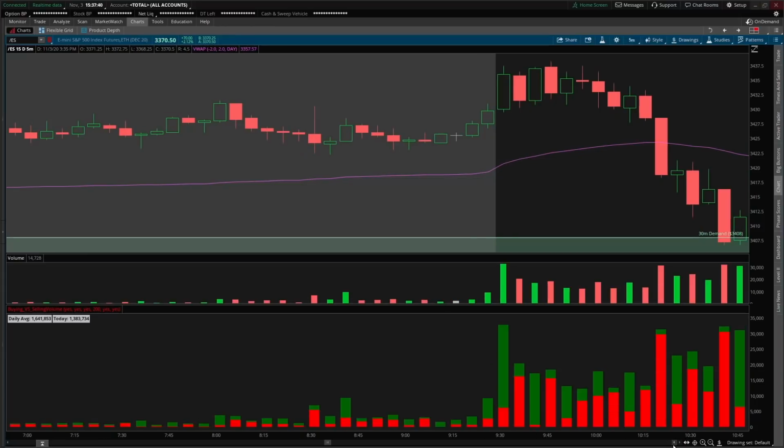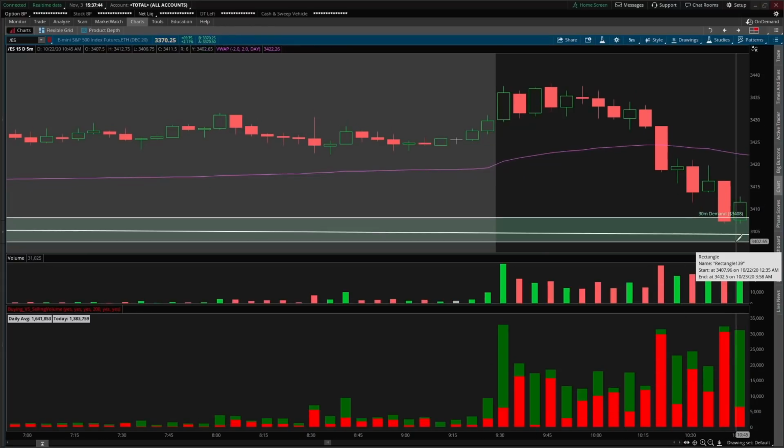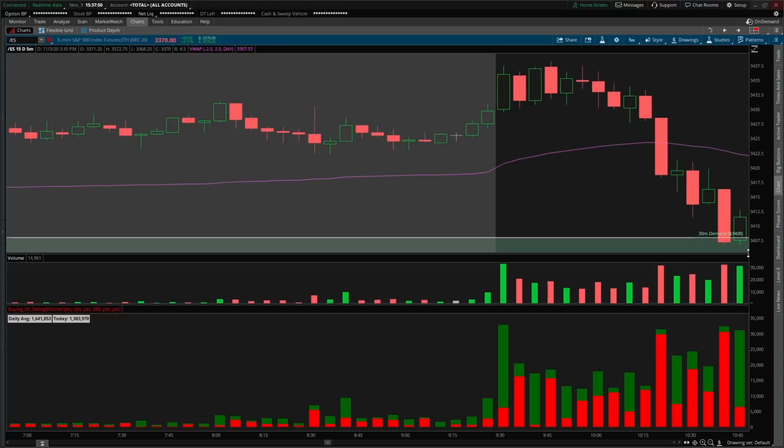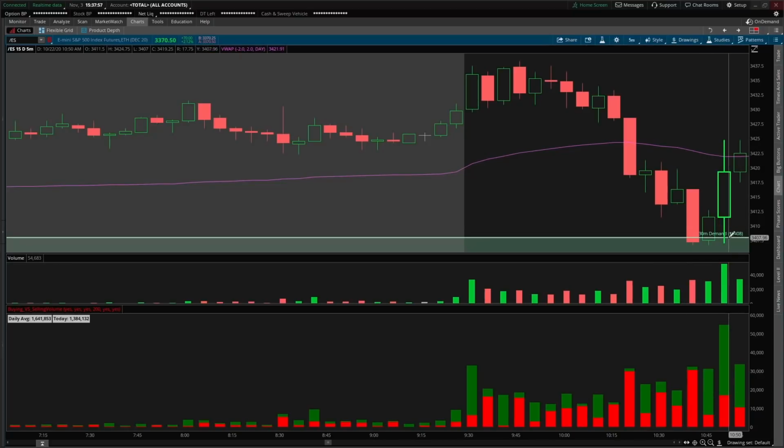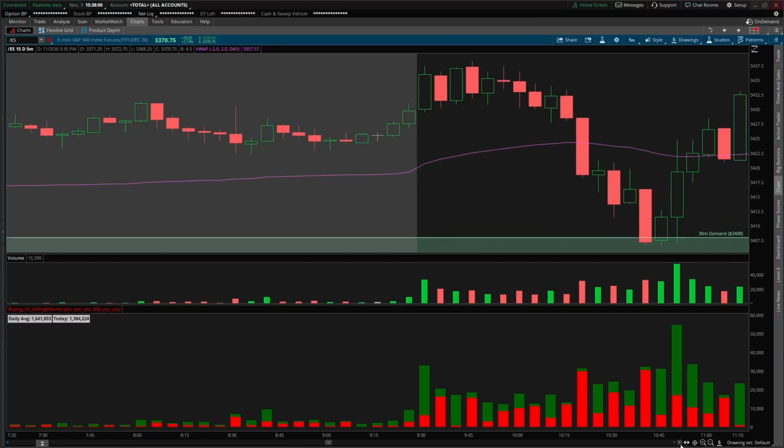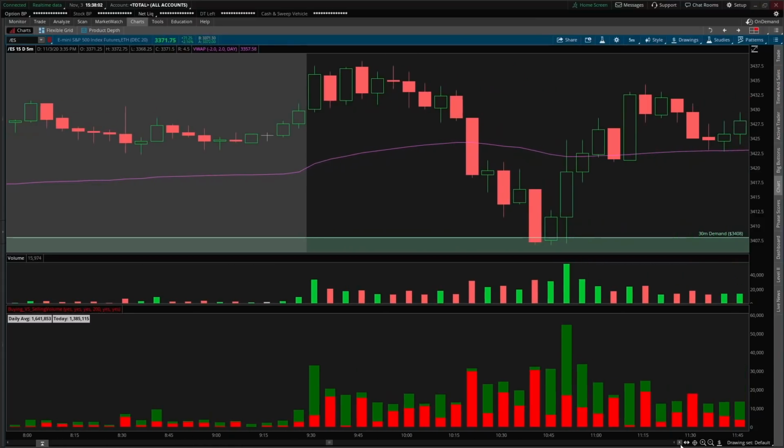A valid entry could be right here, stop below this low, stop below the demand zone, very tight. You're risking 4 to 6 points. And the potential reward is much higher, especially since we're bouncing out of a demand zone. So we rally. Next candle, very strong volume came through in the market. Nothing really to note there, but we just have very strong buying.